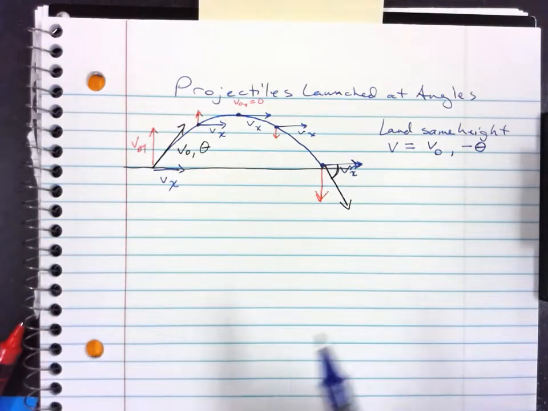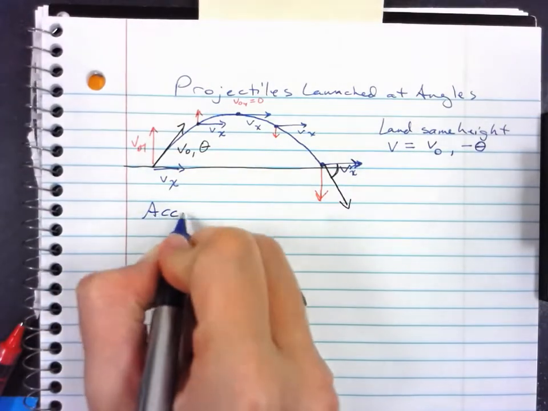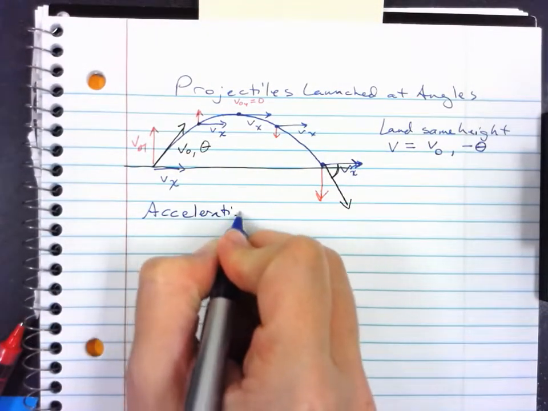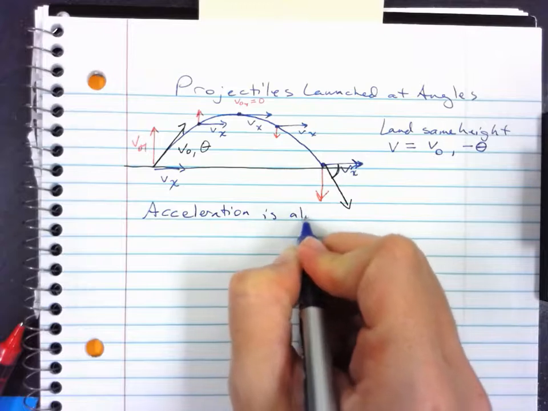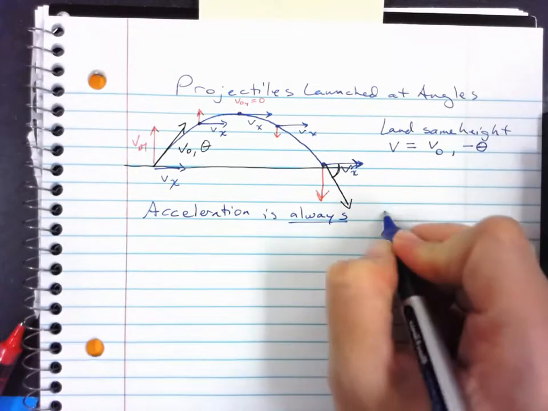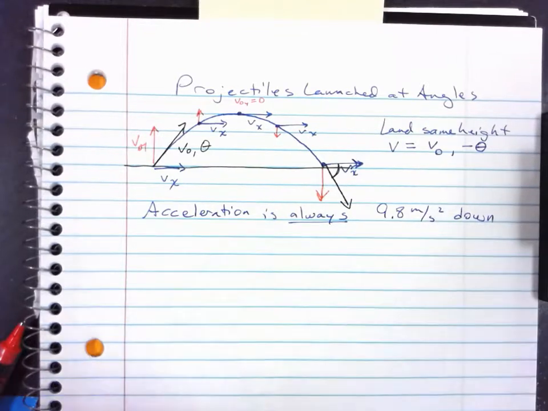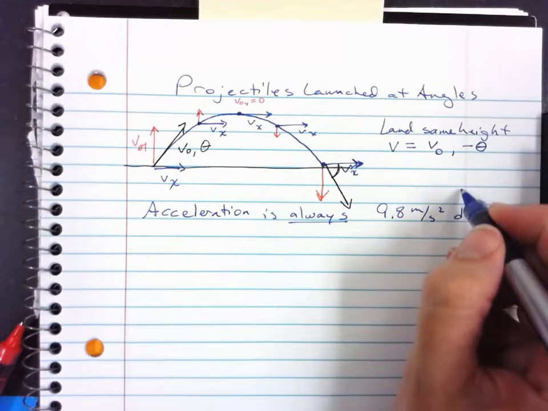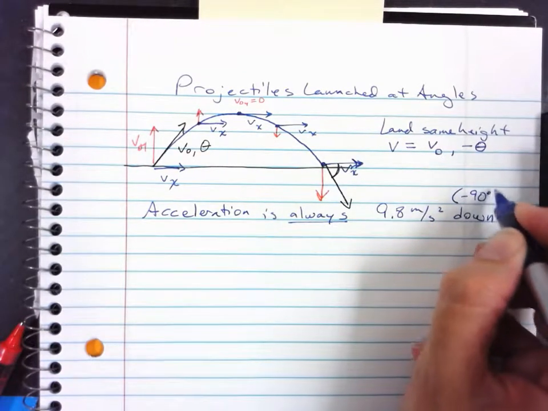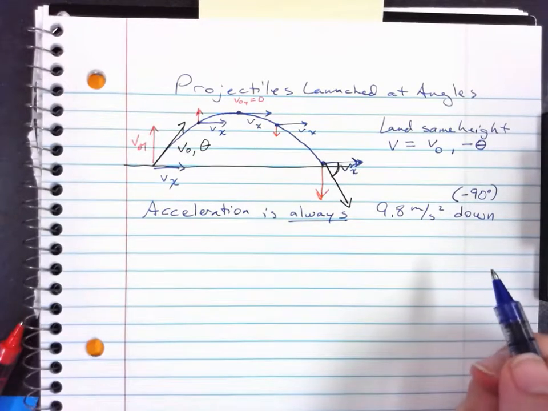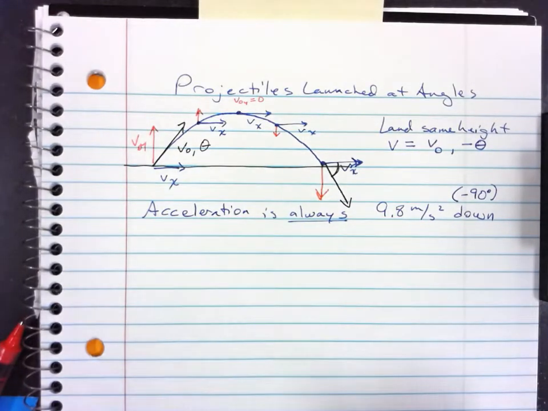Now, acceleration. I'm even going to write this, even though you know this. Acceleration is always 9.8 meters per second squared straight down. So if I ask you to type in an angle, you'd use negative 90 degrees. Straight down. Always, always, always.